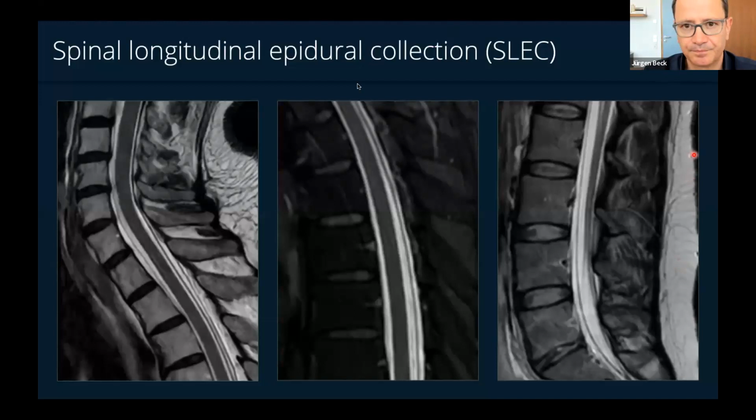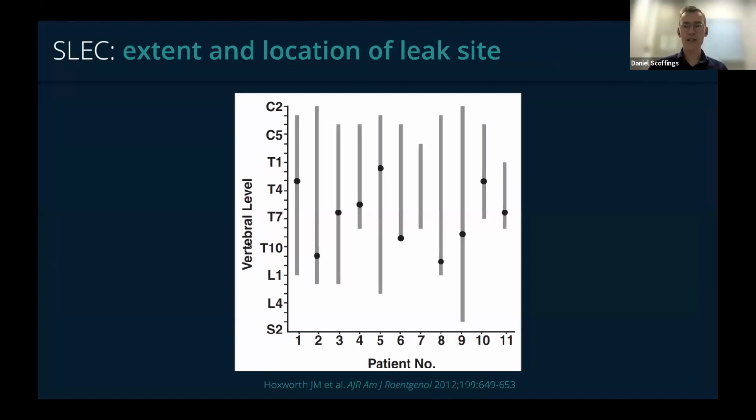Okay, so when you see an epidural fluid collection, it means there's a dural defect, and that fluid is leaking out into the epidural space. Now, there's absolutely no reliable relationship between where the SLEC is, how long it is, and where the leak is. This was from early work on digital subtraction myelography, and this just shows the craniocaudal extent as grey lines of these SLECs, and the black dots are where the actual leak was. Sometimes it's in the middle, sometimes it's at the bottom, sometimes it's at the top. So really, if you see a SLEC, you know you're looking for a defect, but you don't know where it's going to be in relation to that collection.